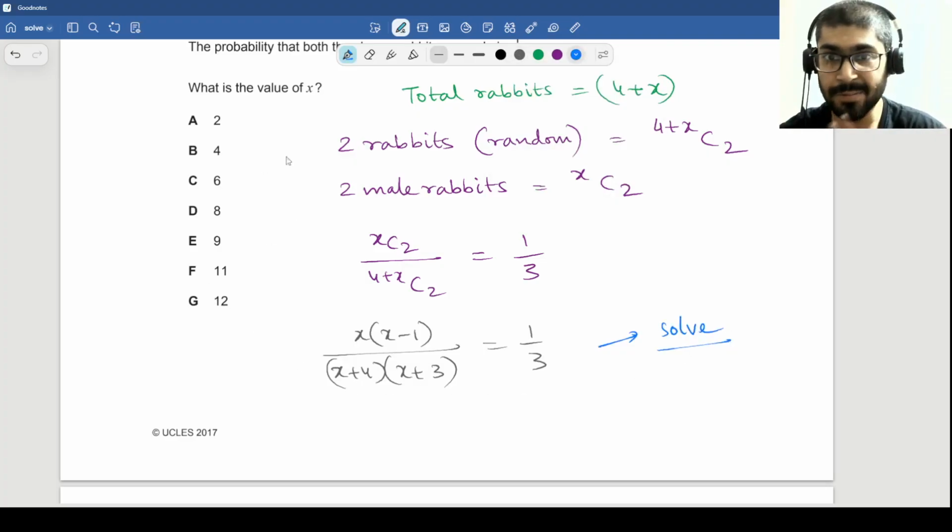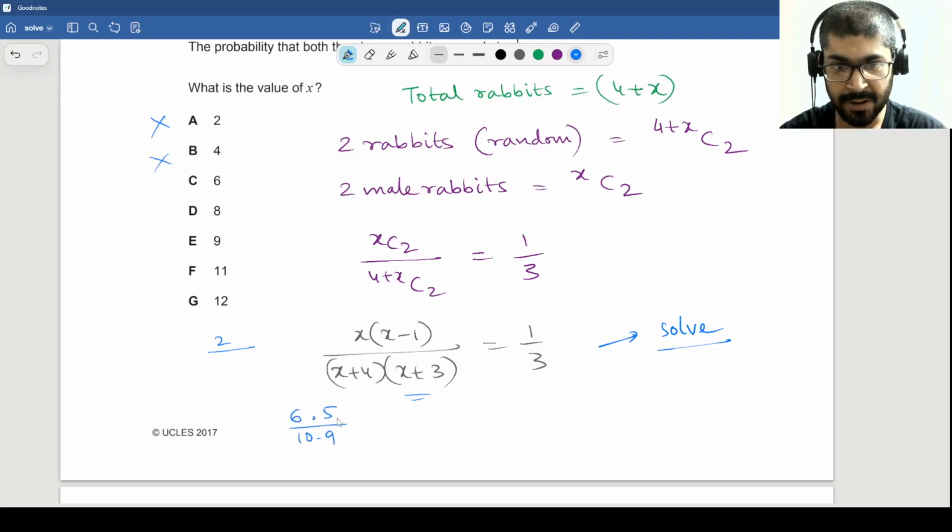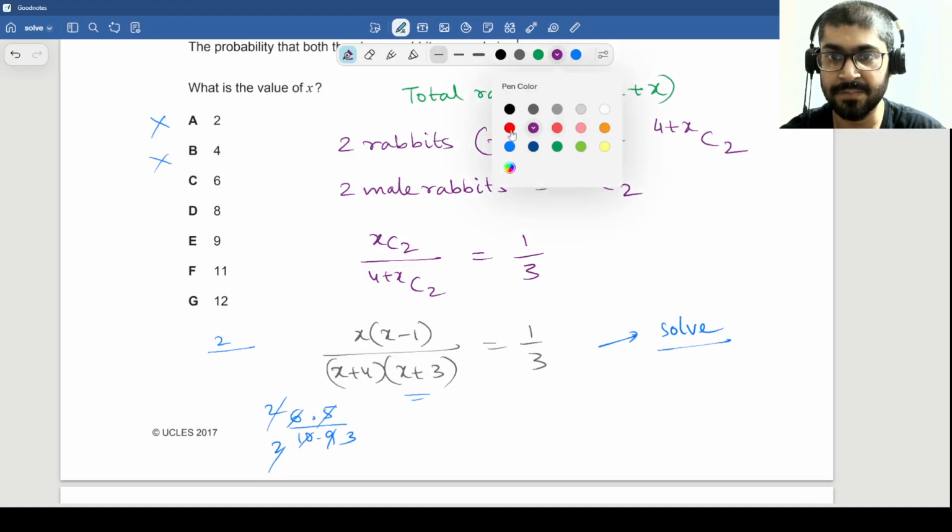Or you can just put the values. So if you put 2, you will get 2 into 2 minus 1, so 2 divided by 6 into 5. Not possible. 3 will not be in the denominator because you are getting 5. So 2 is not the answer. If we put 4, you'll get 7 in the denominator. Not the answer. Let us check 6. So 6 into 5 divided by 10 into 9. We're getting 2, we're getting 3, this cancels to 1/3. So 6 is the answer.